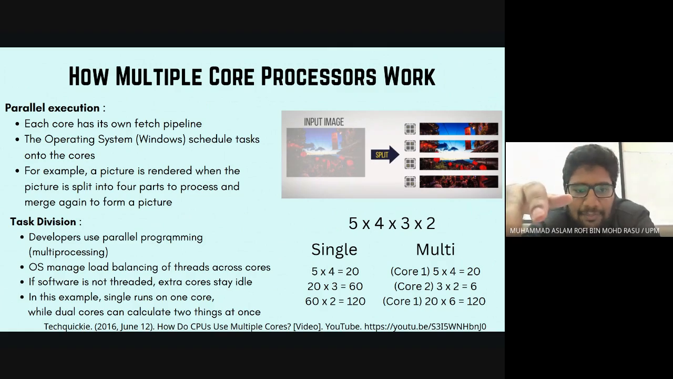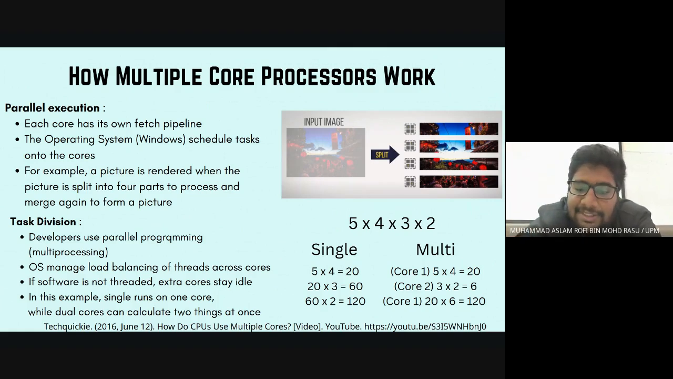A picture is rendered whenever the picture is split into 4 parts, so you can use all 4 cores at the same time. You can even look at the task division that I have placed down there. It is about the multiplication of 5 times 4 times 3 times 2. With a single core processor, it does 5 times 4, which is 20. 20 times 3 is equal to 60. 60 times 2 is equal to 120. You see, a single core needs to do the work 3 times.